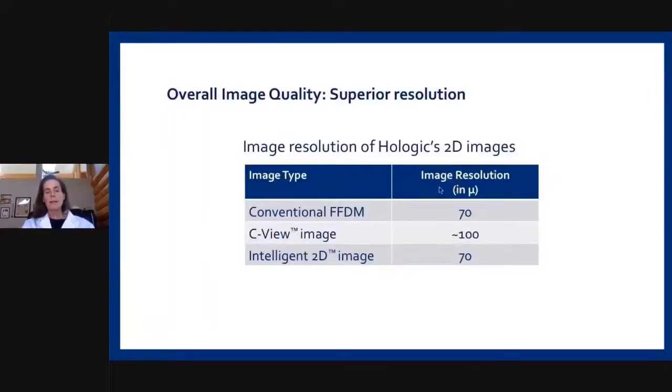So again, just the comparison, we're now getting back to our original resolution with conventional full field digital, which was 70. With the C-View, we increased to 100, and now we're back down to our 70 micron, which is going to give you a crisper image.